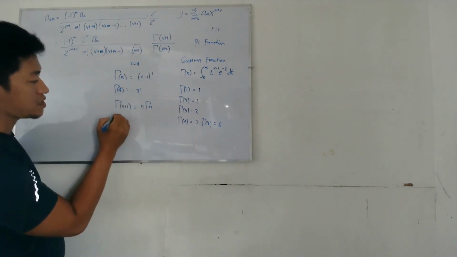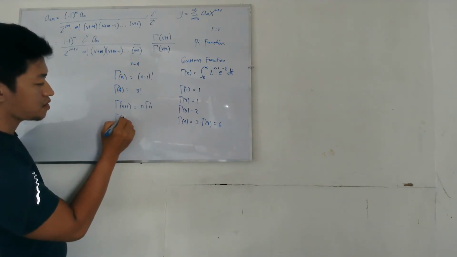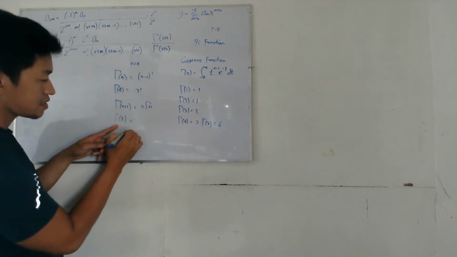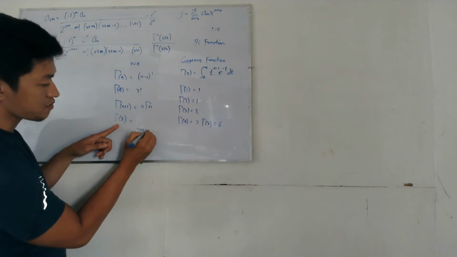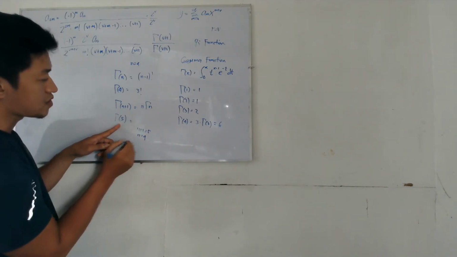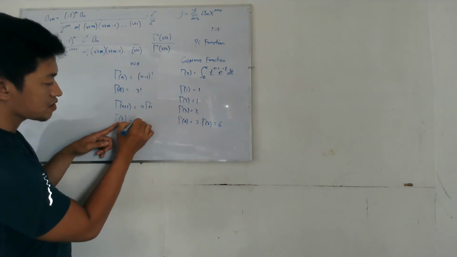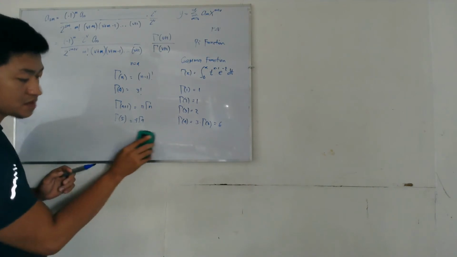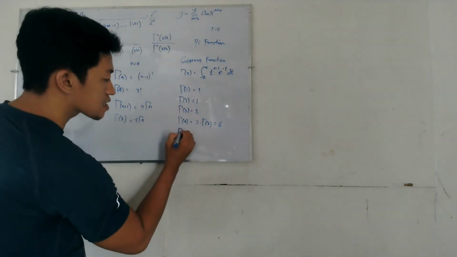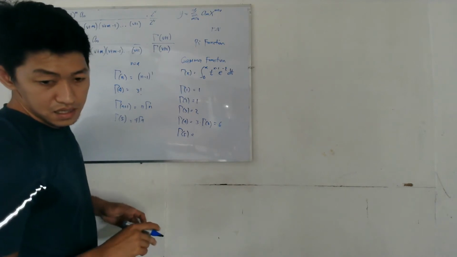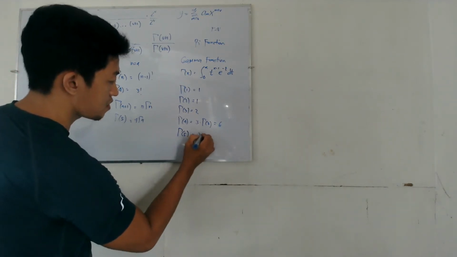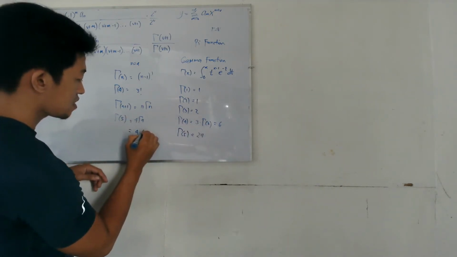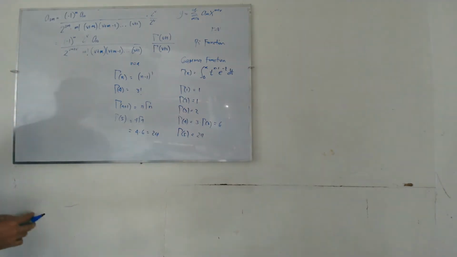Okay, so if it is gamma of 4, then gamma of 5. So for gamma of 5, n plus 1 is equal to 5, therefore n is 4. So gamma of 5 is just 4 gamma of 4. Right? Gamma of 5 is 24. So 4 times gamma of 4, which is 6, is 24. Okay? That is correct.